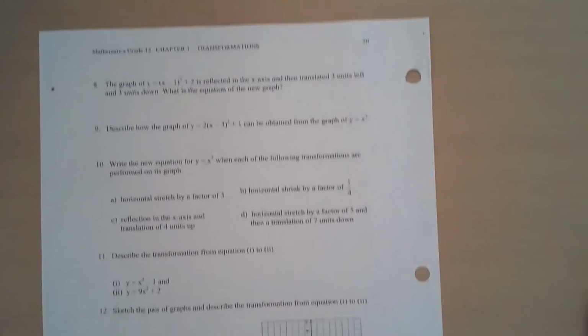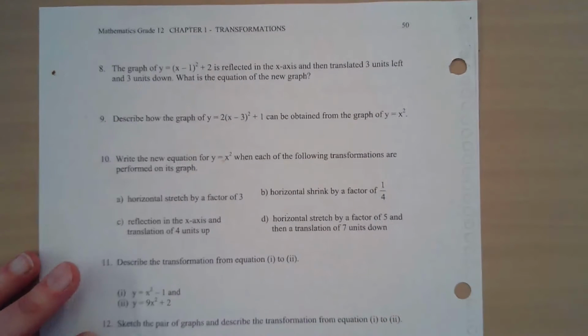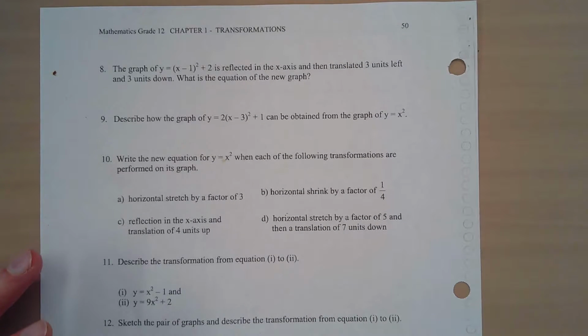So we're looking at number 8 on the chapter test. The graph of y equals (x minus 1) all squared plus 2 is reflected in the x-axis and then translated 3 left and 3 down. What's the equation of the new graph? Okay, so reflected in the x-axis, that means it's a reflection on the y values, right? All the y's become their opposite.